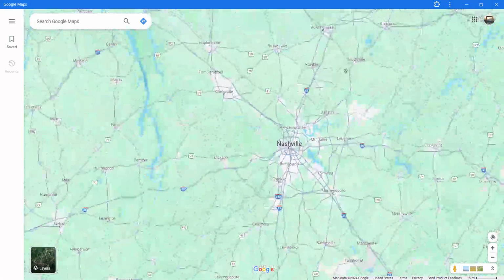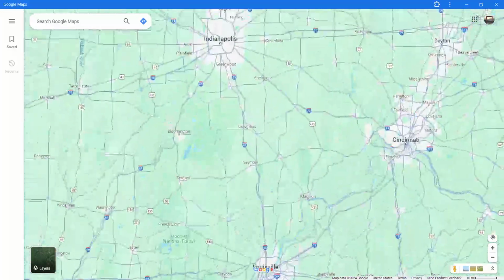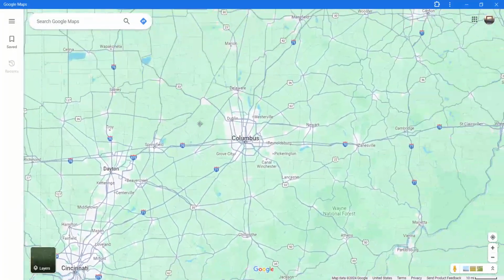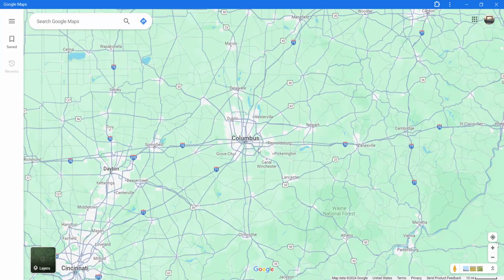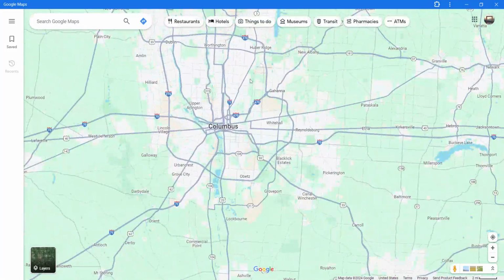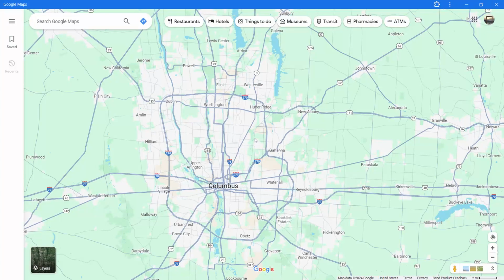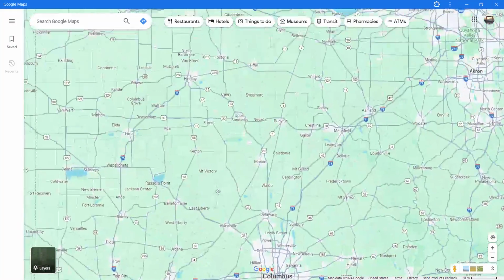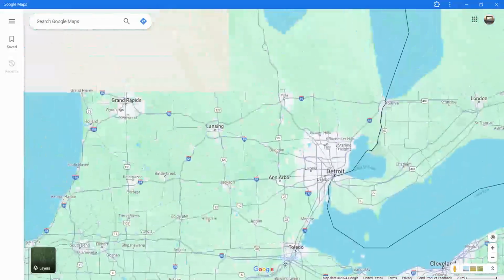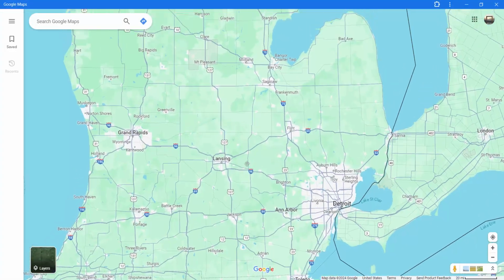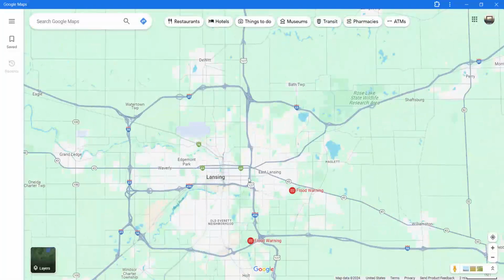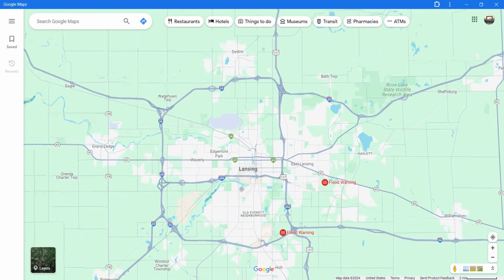Moving back north through Kentucky, back over to the state of Ohio and its capital, Columbus. Columbus, Ohio. Up to the state of Michigan, and Michigan and its capital, the city of Lansing. Lansing is the capital.